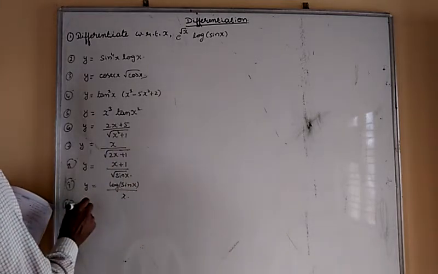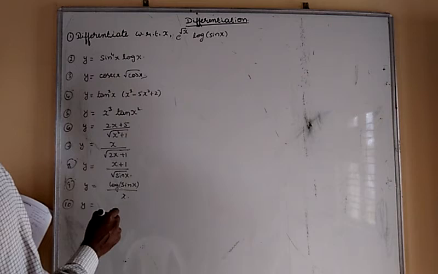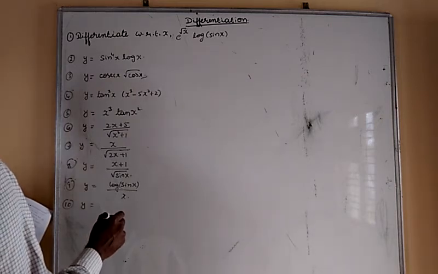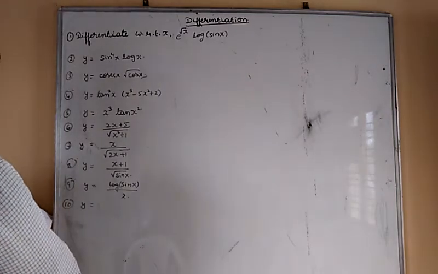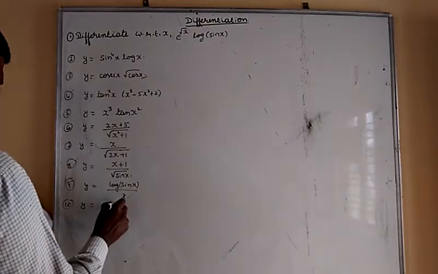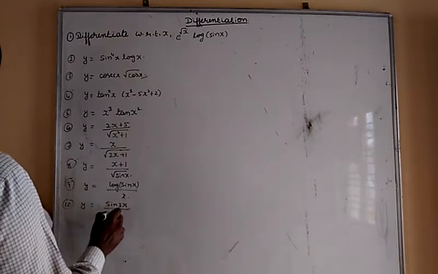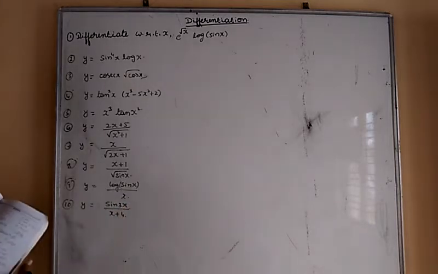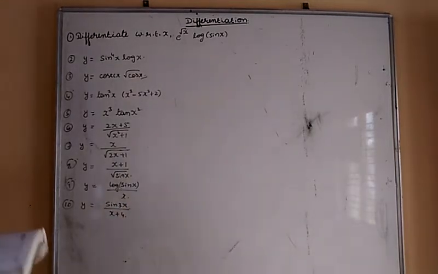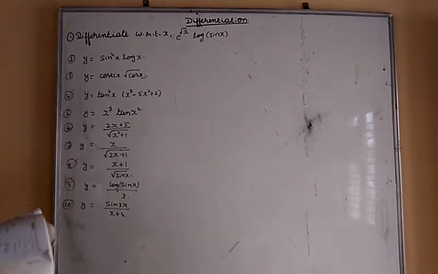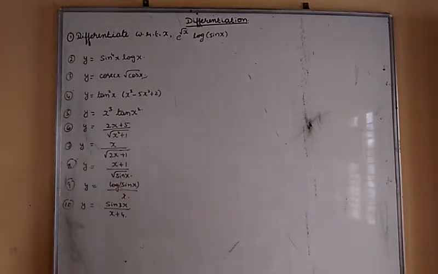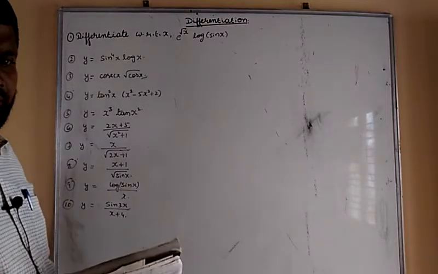Next, last question, 10th one. Sin 3x by x plus 4. So these are the 10 questions on product rule and quotient rule with chain rule. Okay. So now let us go for the next one. Inverse of the function. In the inverse, let us discuss the 6 formulas. On that, let us solve the problems. Sum rule, product rule, quotient rule, then chain rule.